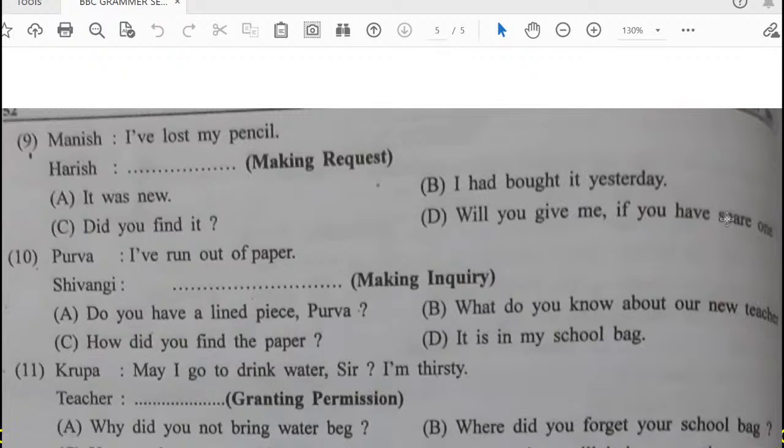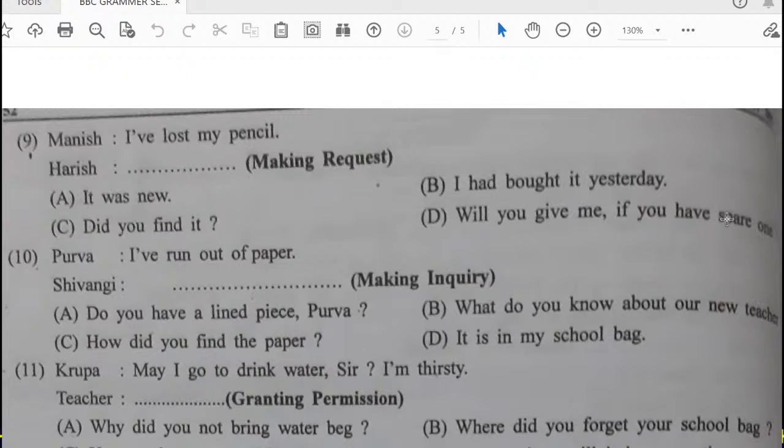So this one is the proper answer. Will you give me if you have a spare one, for sentence 9. Now for 10. Purva said, I have run out of paper. See, Purva said, I have run out of paper. Shivangi said, and we are given a suggestion making inquiry.